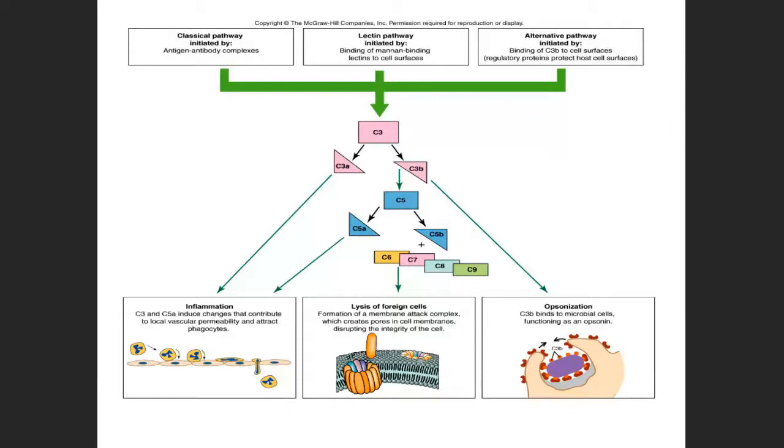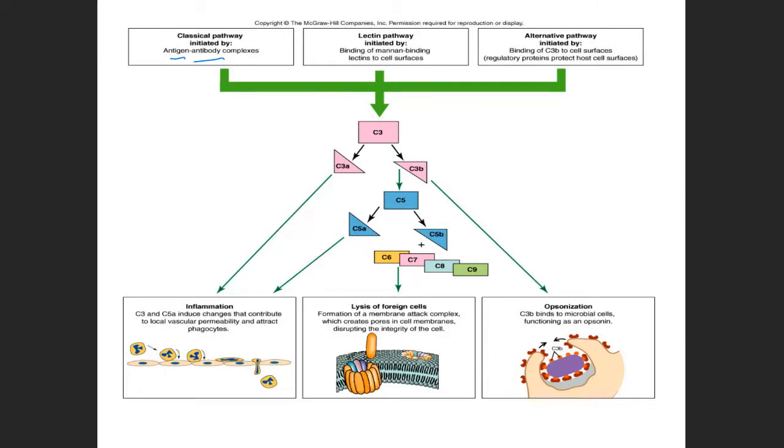The classical pathway is activated by antigen-antibody complexes. So that would be a bacterial cell with antibodies bound to it that will activate the complement system. The lectin pathway has to do with receptors on the host cell that are going to be bound by the infectious agent, and that's going to trigger a response, the initiation of the cascade of turning on complement proteins.